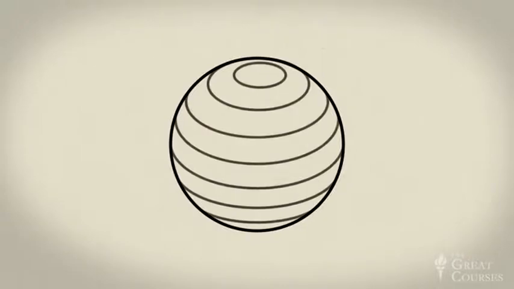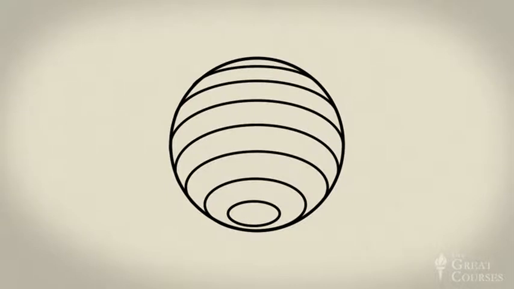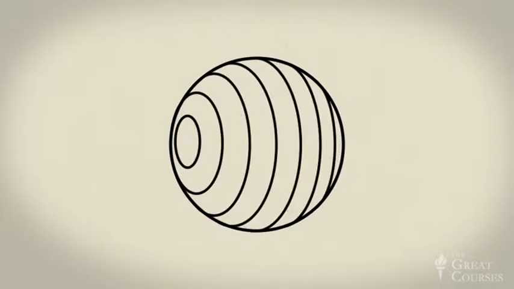Draw another circle. This time, wrap it with stripes like a beach ball, first seen from above, then seen from below, then from the right, and then from the left.